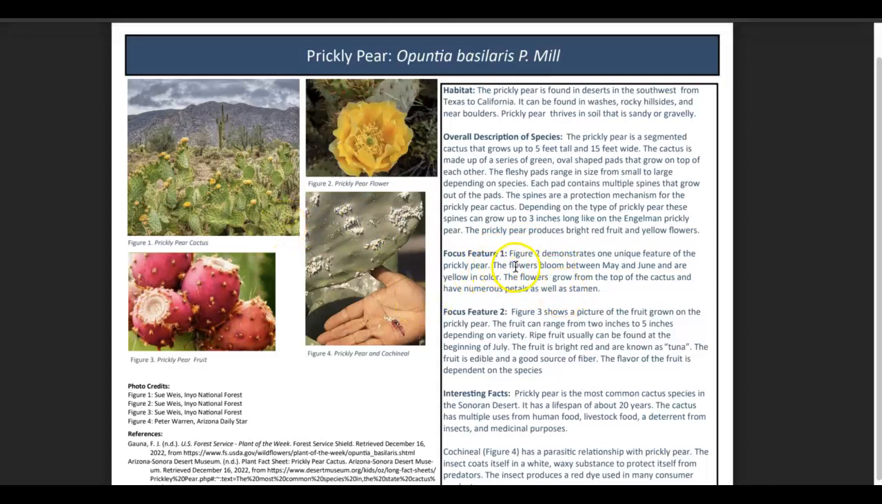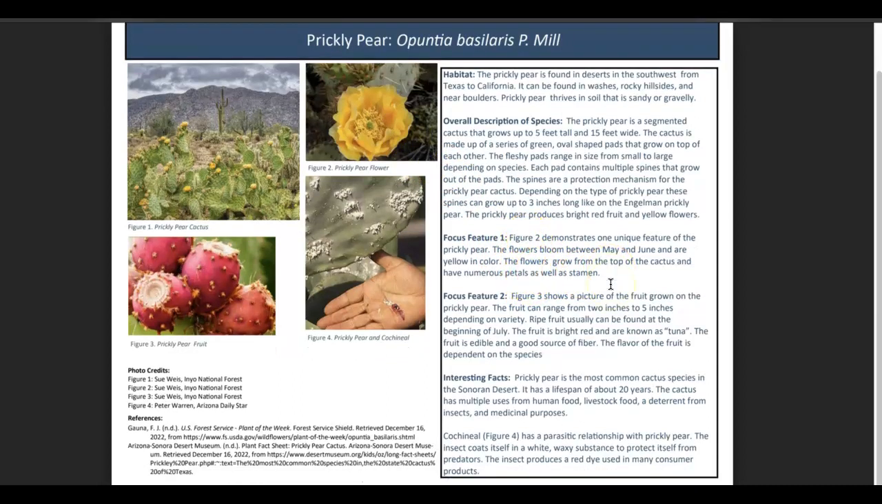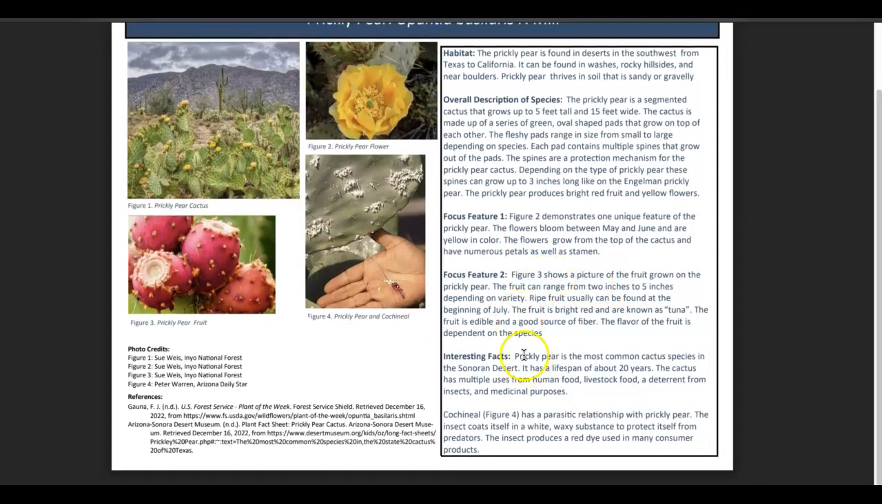For example, for this one, you have a focus feature 1 that refers the reader to figure 2, which is this one, because this focus feature is talking about the flowers, the prickly pear flowers. And so there is an image that goes along with that focus feature. And then again, that focus feature sufficiently describes what it is, goes into detail, and gives qualitative and quantitative features. So you can see here it ranges from 2 to 5 inches, the fruit, and again it's referring to figure 3, which is right here, and it's a close-up of the prickly pear fruit. So remember that the focus feature should be about something specific about this flora and fauna, and then you have the figures that go along with it.